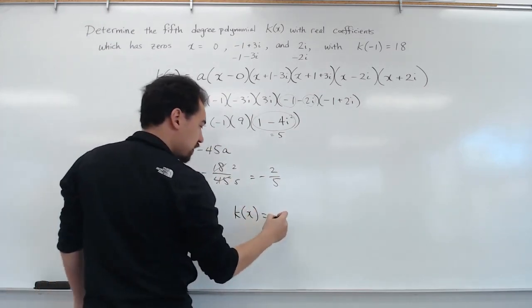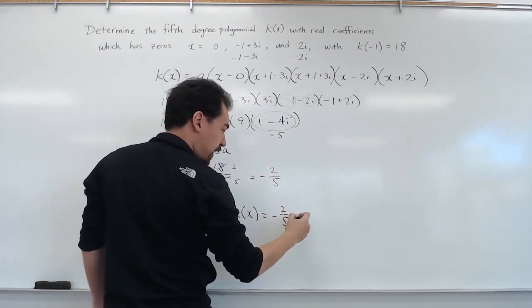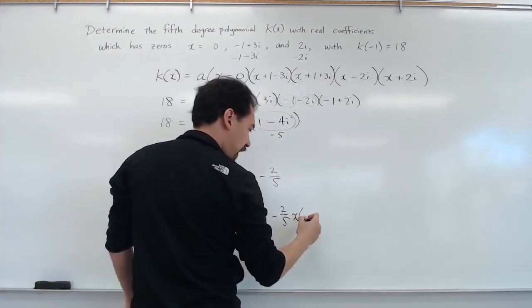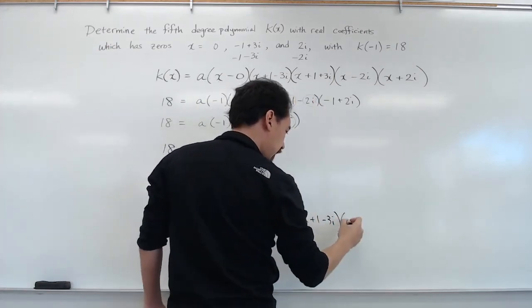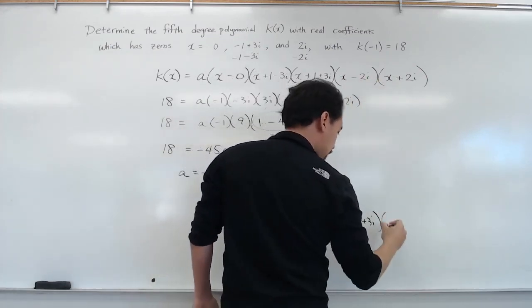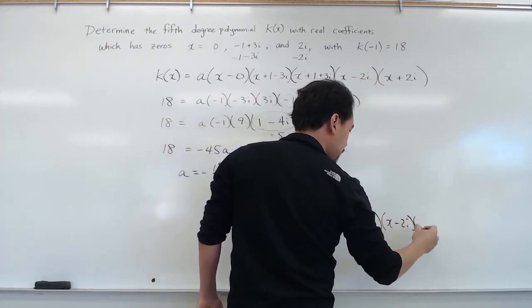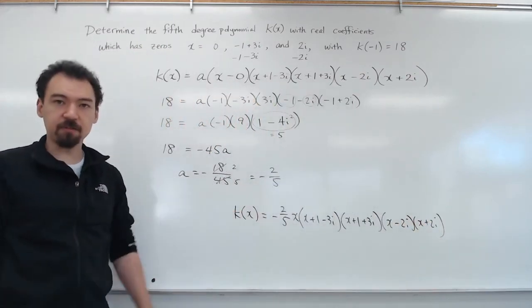So overall, my final answer will have k of x equals, this a value we found goes into the a, -2/5. And then instead of writing x minus 0, I'll just write x. And then we keep going. That's going to be x plus 1 minus 3i. The next factor, x plus 1 plus 3i. And then the next factor is x minus 2i, x plus 2i. And there we have it. That's the factorization of k of x.